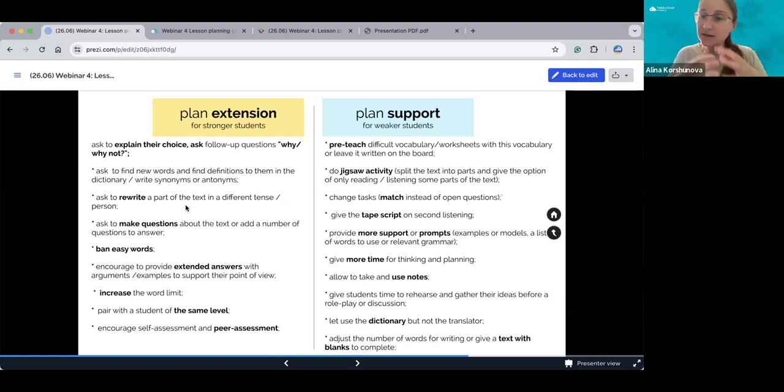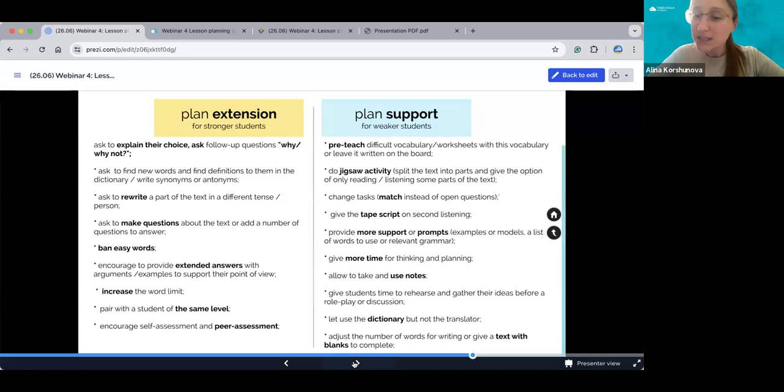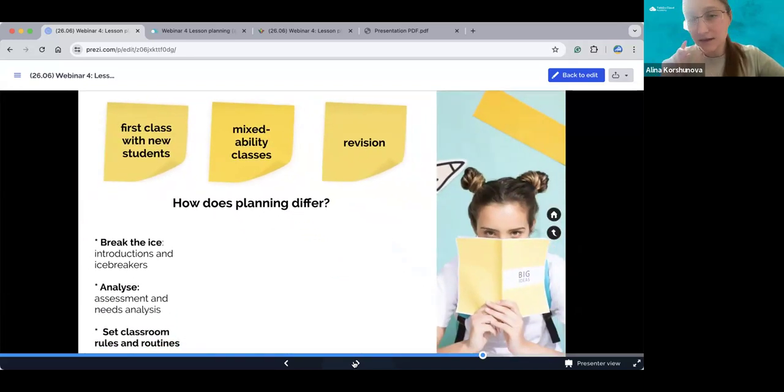Or for example, if the whole class is discussing some questions, for weaker students, you would need to give them options, like answers for these questions. So you would need to plan that, to balance the pace of your lesson and to keep the same pace with all the students. So again, if you have mixed ability lessons, it would require extra planning, extra preparation, I would say. Just consider that and think about that.